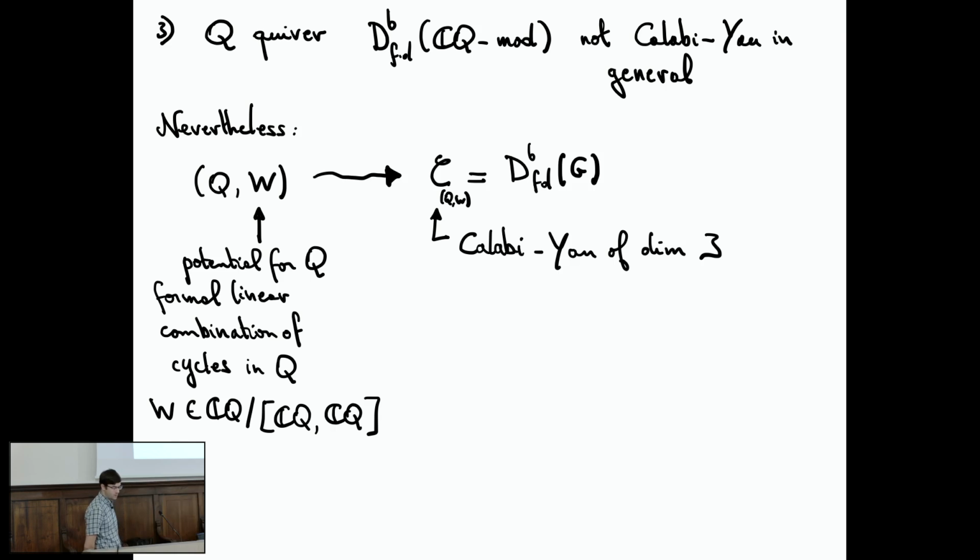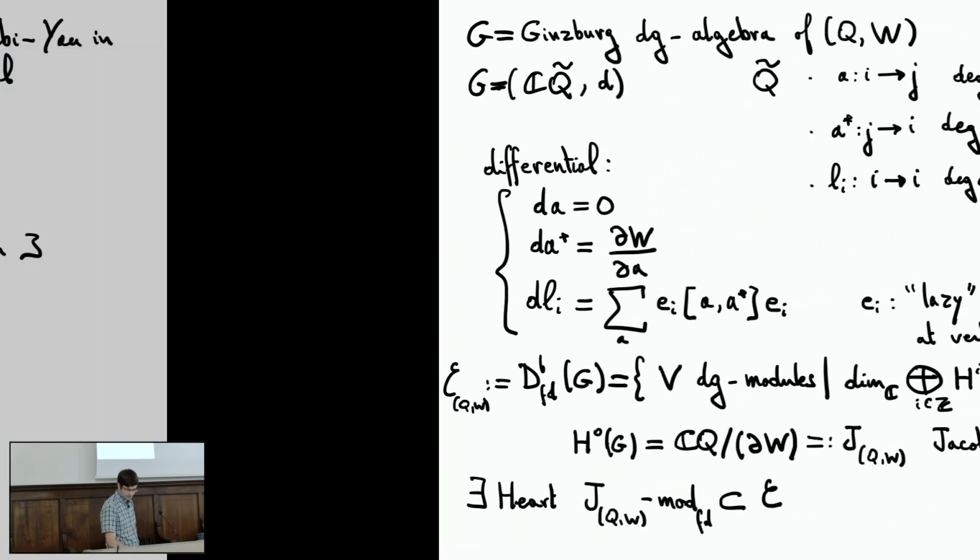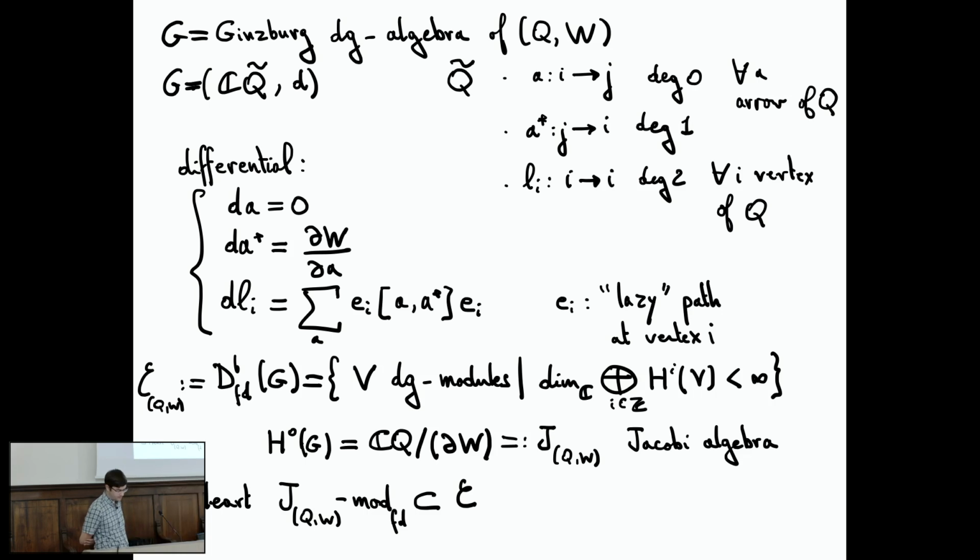And starting from this quiver with potential, there is a way to cook up a category that I will denote by C(Q,W), which will be an example of a Calabi-Yau category of dimension, which happens to be equal to 3. This category will be some category of finite dimensional DG modules over what I denote by G, which is a so-called DG Ginzburg algebra. So I'm describing here what it is.